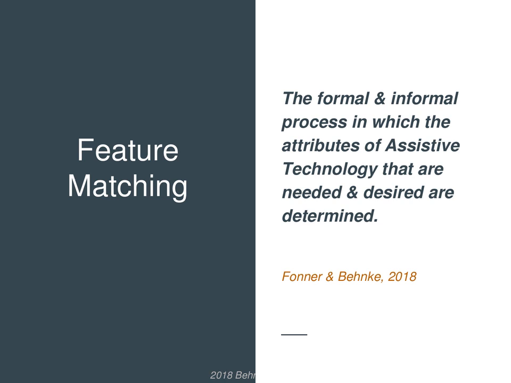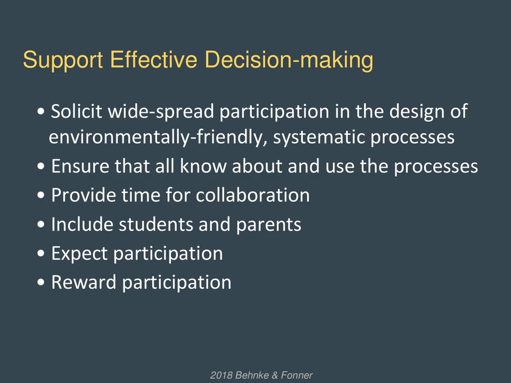When we talk about feature matching, it's really the formal and informal process in which the attributes of assistive technology that are needed and desired are determined. That's sort of the Webster's Dictionary piece. But what we want to highlight today is that it's not only a formal process, but also an informal process in order to gain data on what types of features of assistive technology will really match the needs of your student or the person whom you're working with.